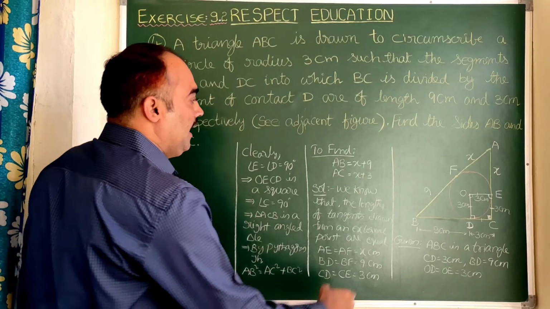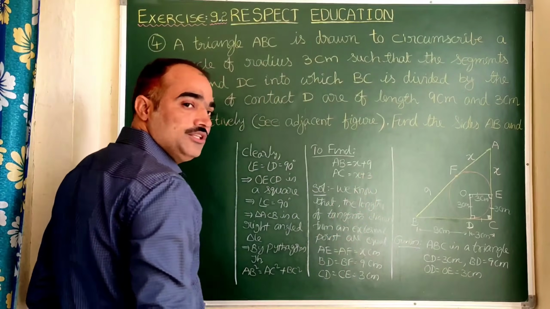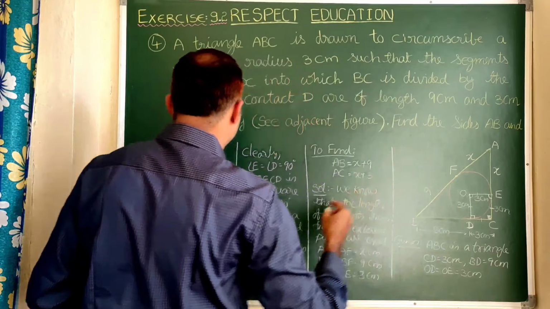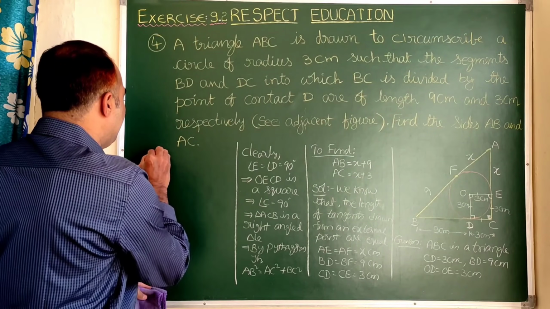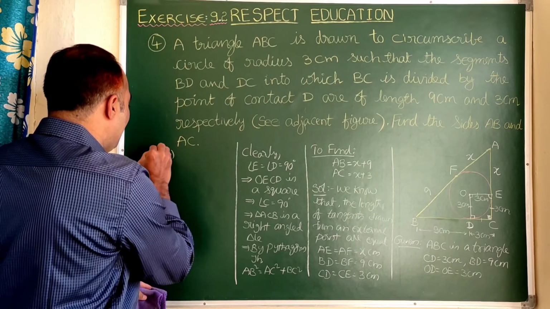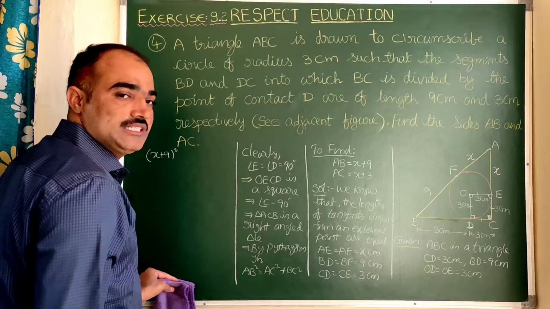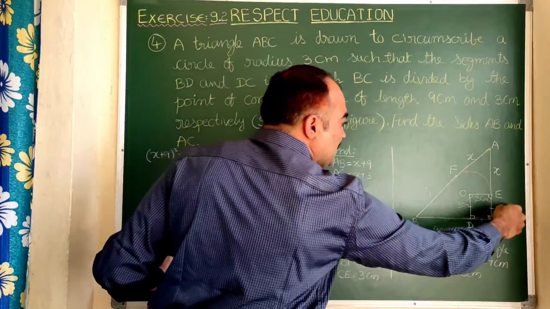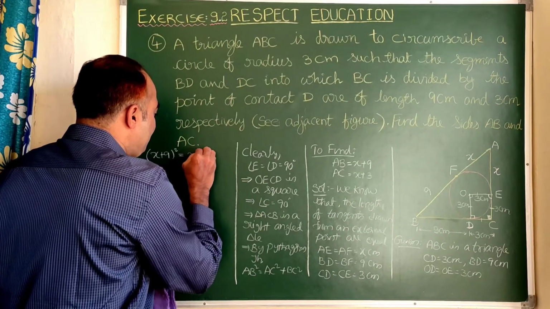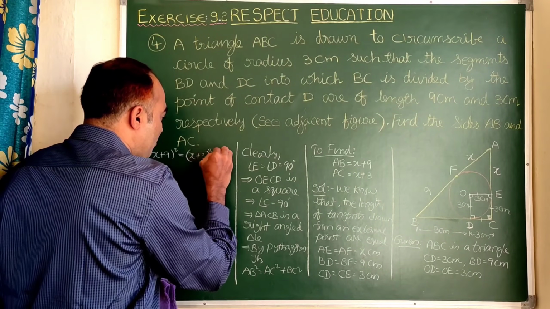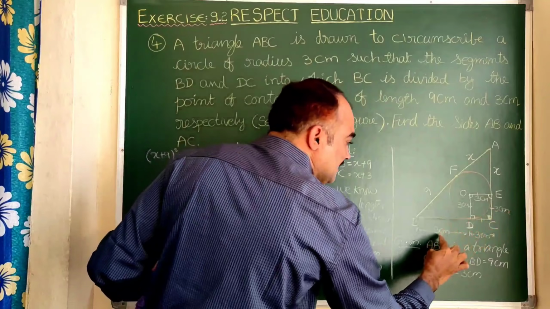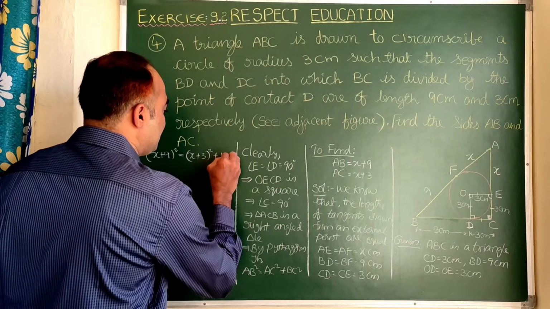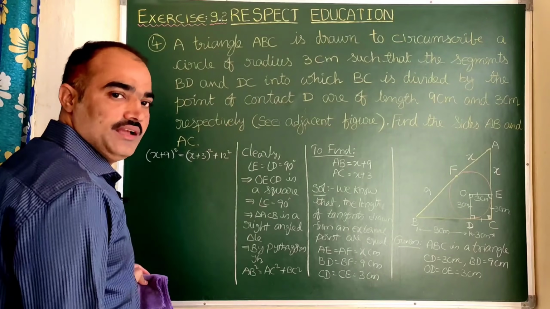Now, as we know the values, let us substitute here. First AB square, that is x plus 9 whole square, is equal to AC square, that means x plus 3 whole square, plus BC square. This is 9 plus 3, that is 12, so 12 square, right.